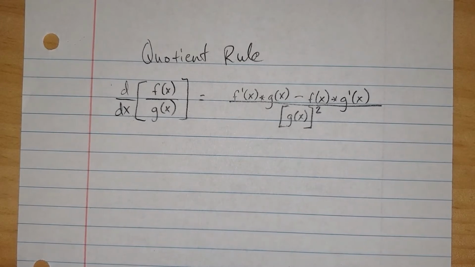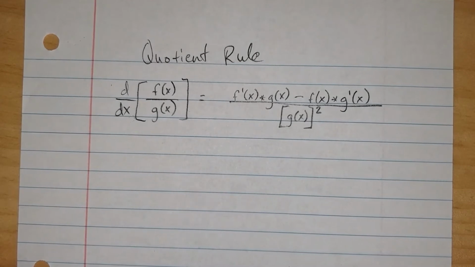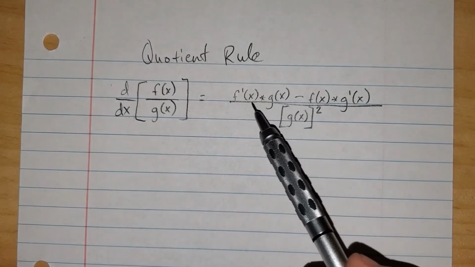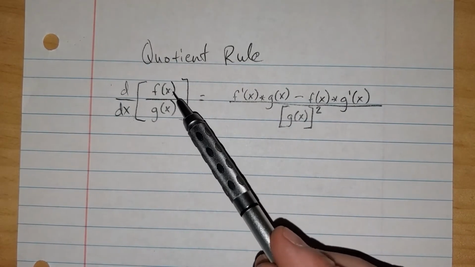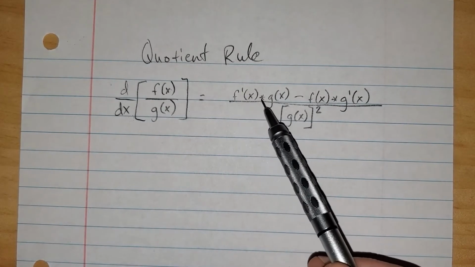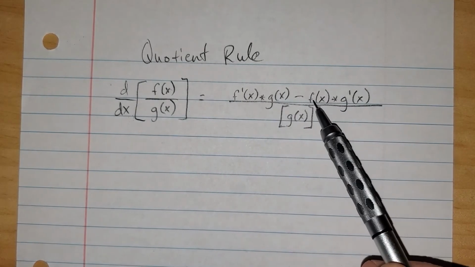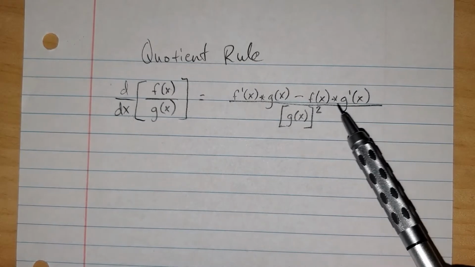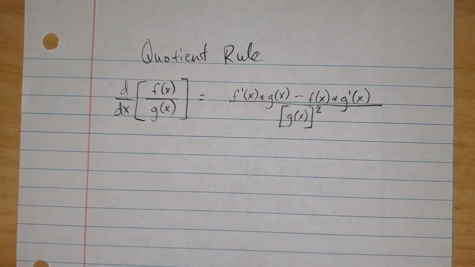It could be sine x, right? It could be all sorts of things. But for just basics here, the quotient rule, we're going to have some form of a function on top and some form of a function on bottom. And if you copy this right out of most textbooks, it'll say f of x over g of x. The derivative of that's equal to f prime of x times g of x minus f of x times g prime of x over g of x squared.